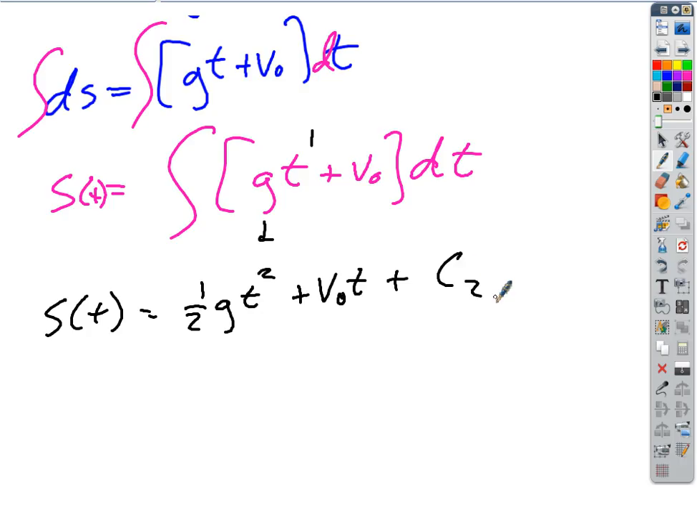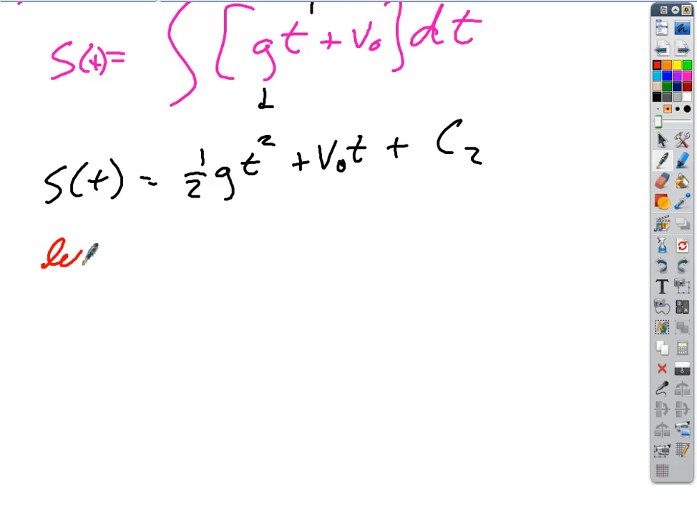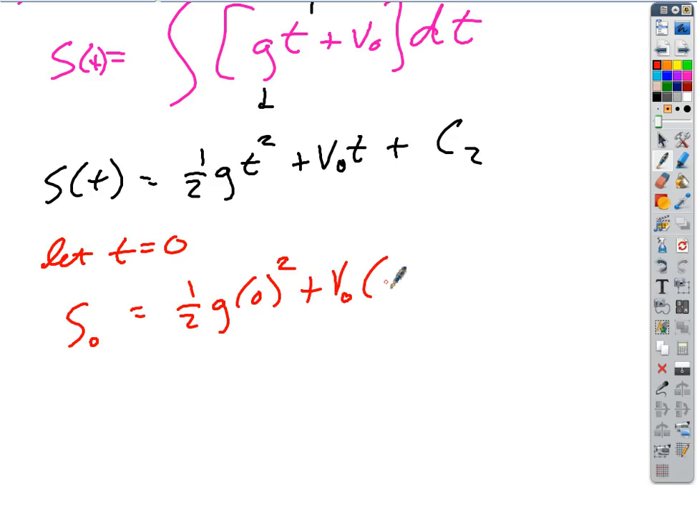Okay. We'll do the same trick as last time. Let's explore what happens when we let t equal 0. So that's going to give us s of 0, which we can call s naught, equals 1/2 g times 0 squared plus v naught times 0 plus c2. Well, look at this. That term goes away. That term goes away. So what's the meaning of the second constant? S naught. Initial position.